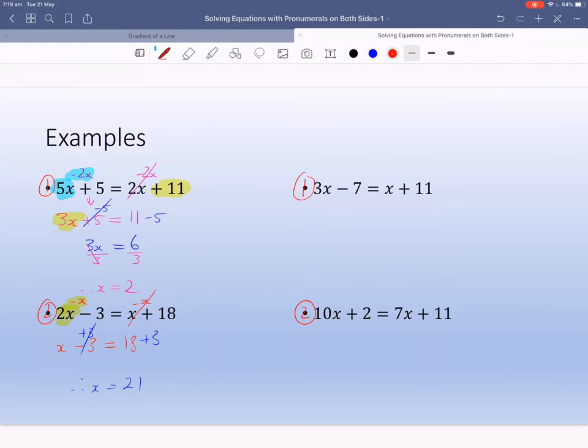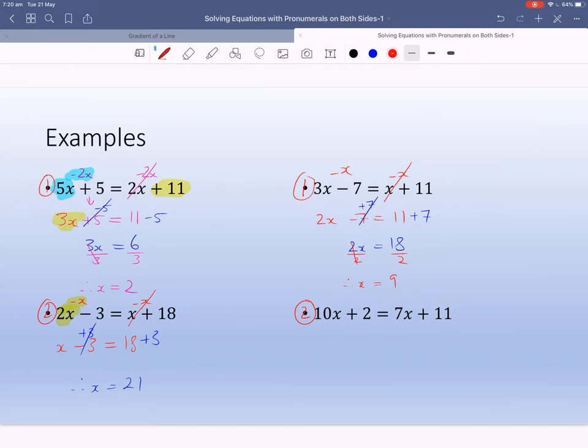Okay, I'm assuming you're ready, so I'm just going to do it. I'm going to move this pronumeral first, do the opposite there, do the opposite there. Now I'm left with 2x minus 7 equals 11. The next thing I'm going to move is the minus 7, so plus 7, so I'm left with 2x equals 18. Now I'm going to divide by 2, therefore x equals 9.